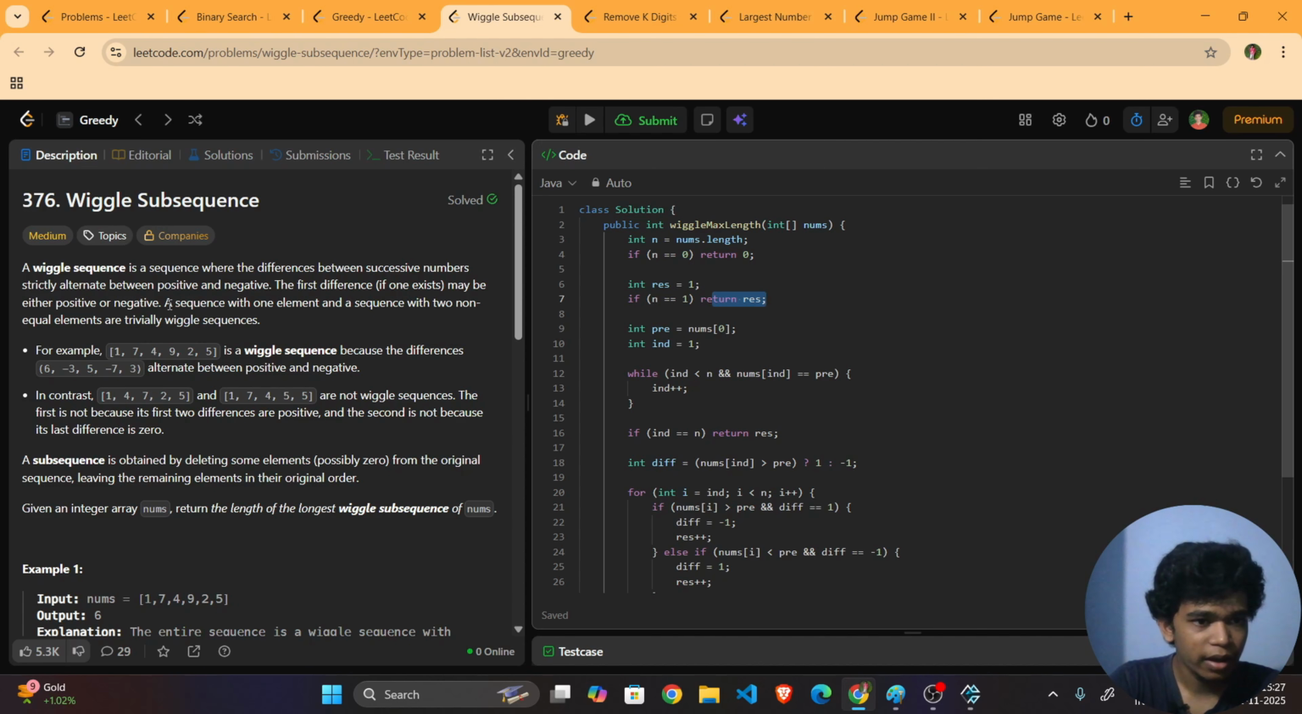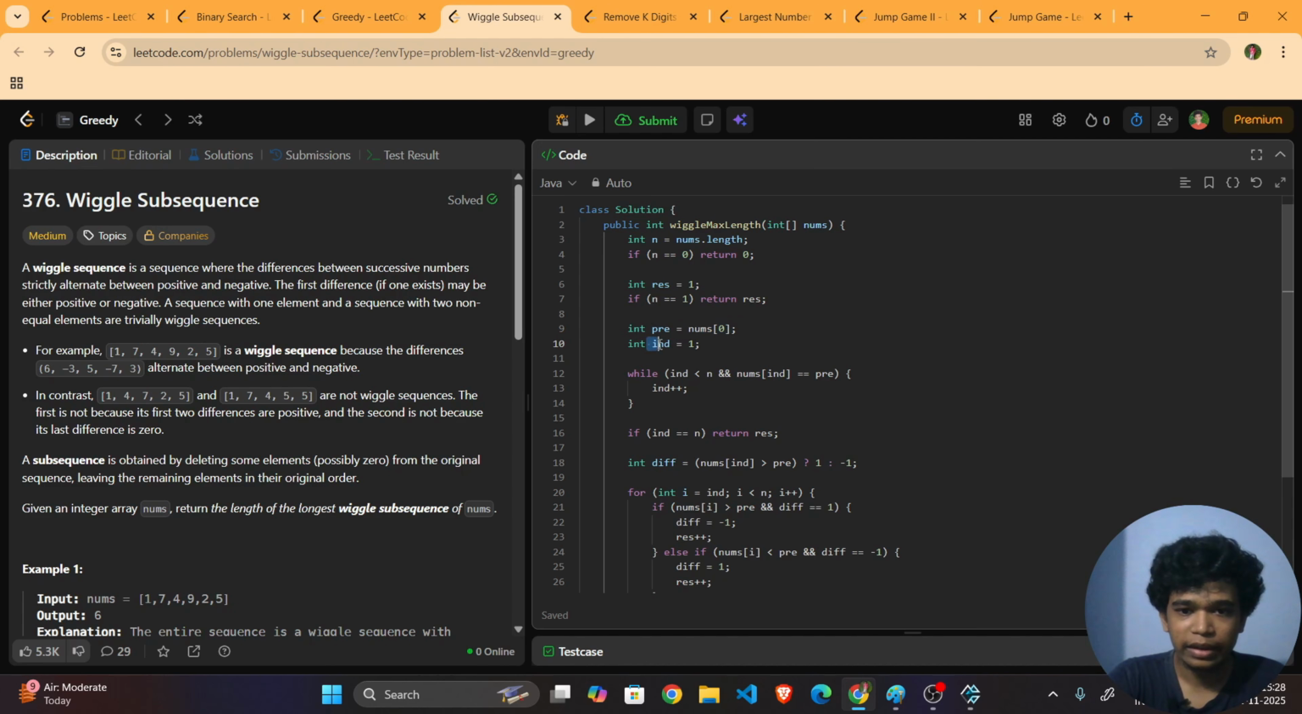See here where they have given the condition, right? I don't know where in the question they have given the condition. Here, a sequence with one element is a trivial wiggle sequence, which means it is also a valid wiggle sequence. That's the reason why I'm returning 1 if the length is 1. Now previous is equal to nums of 0.